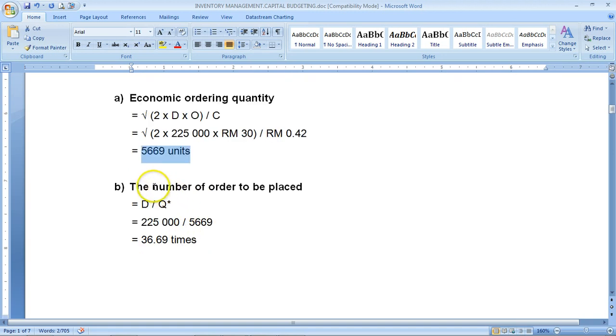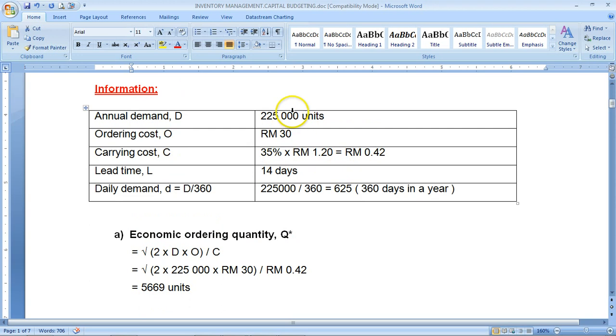So, second question: number of orders to be placed. D divided by Q star. Actually, EOQ is your Q star. The answer that you get is actually your Q star. So can I know what is the unit? 5,669. So demand, annual demand, you can get from the information.